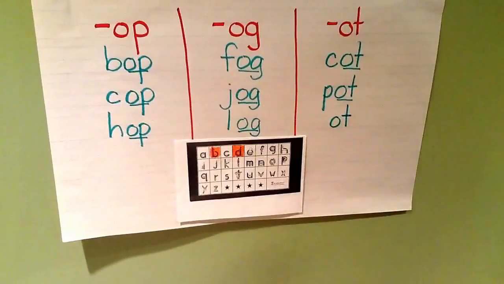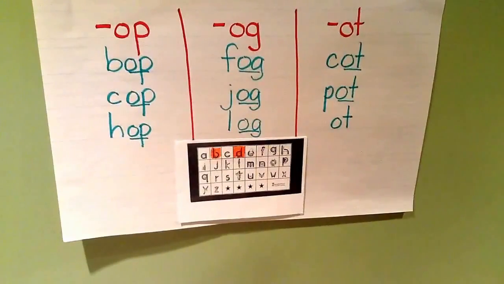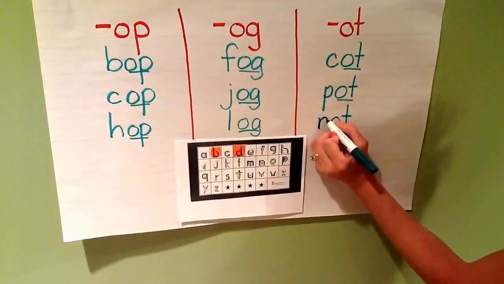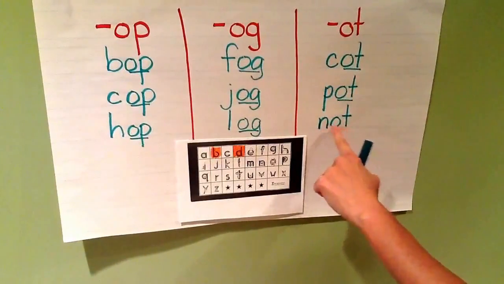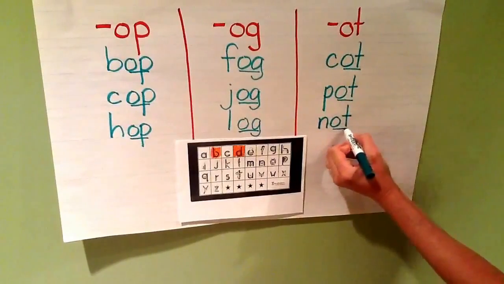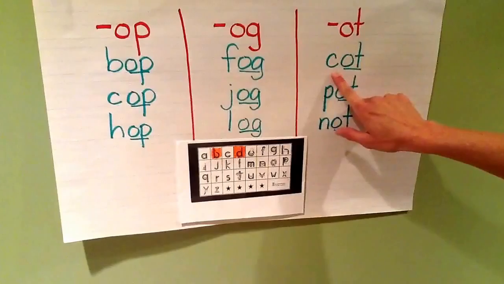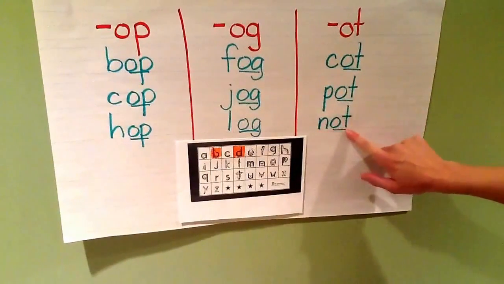Let's do one more. Do you see another letter? I see lots of different letters we could use. How about the letter N? We can add the letter N to the beginning. Read this word with me. Not. There's our ot word pattern or word family. By knowing ot, it helps us with the words cot, pot, and not.